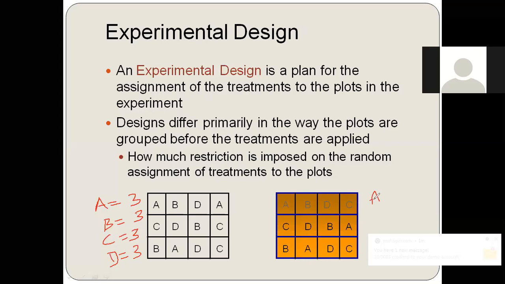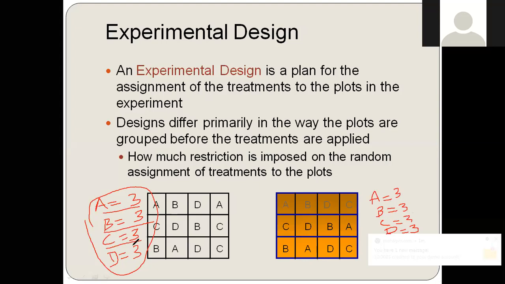How many times does A appear? 3 times. B, 3 times. C, 3 times. What about D? D also 3 times. Then why do you all say 2 is correct? Because if you look at the number of replicates, A appears 3 times, B appears 3 times, C appears 3 times, D appears 3 times. In the second situation, same. All are appearing 3 times, which is called a replicate.